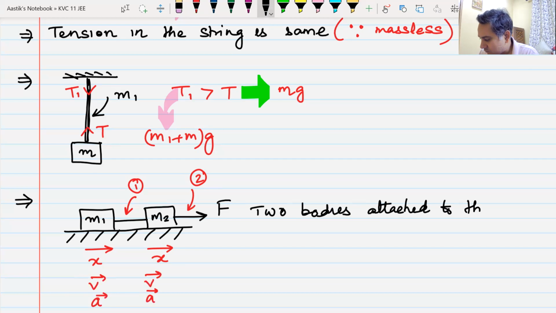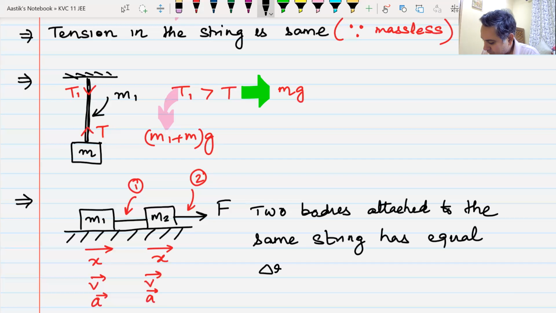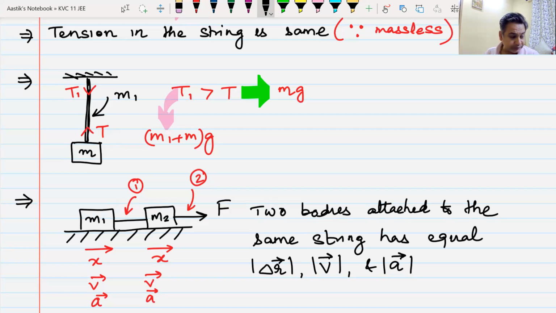So two bodies attached to the same string have equal magnitude of displacement, equal magnitude of velocity, and equal magnitude of acceleration. I've used this magnitude everywhere.